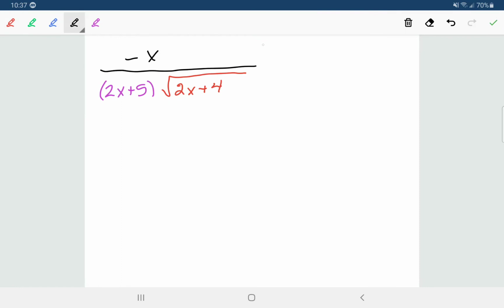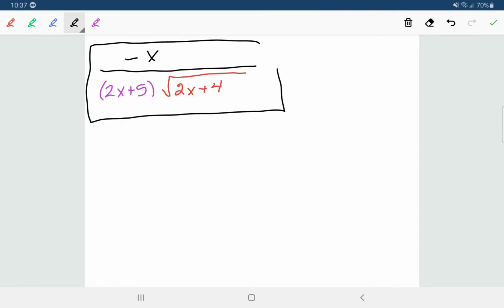And that's it. So that's how we apply the inverse trigonometric derivative rule for the inverse cosecant and the chain rule to come up with our answer.